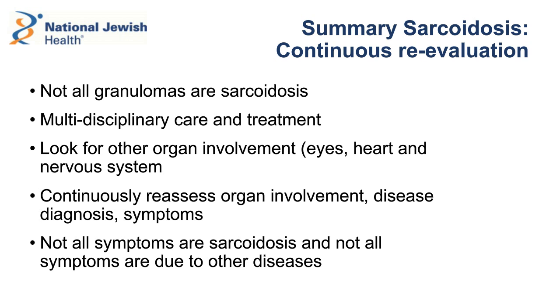We have to always look for other organs, continually reassess people's status, and know that what makes it hard is not all symptoms are due to sarcoidosis. Sometimes they're due to other common things or the medications that we're giving people. And unfortunately, not all symptoms are due to other diseases. I know that's where some of you end up feeling a bit caught betwixt and between.